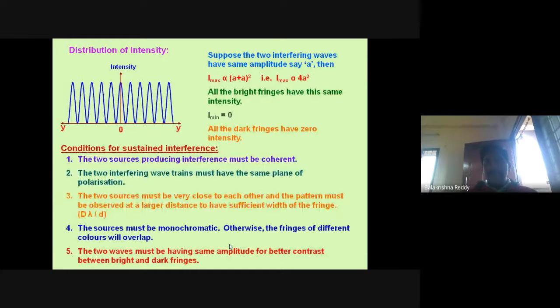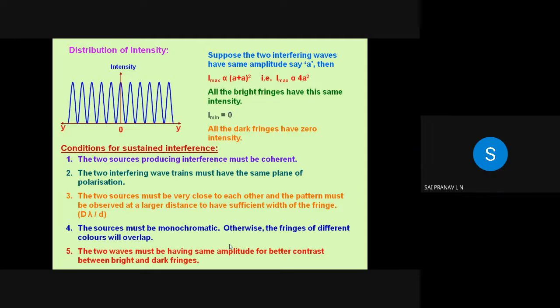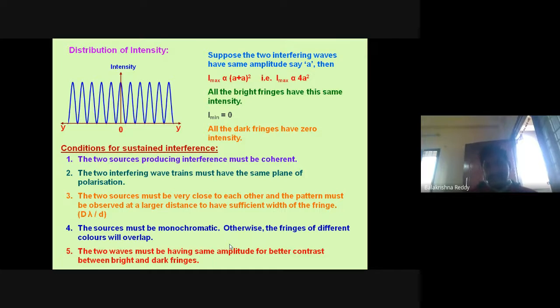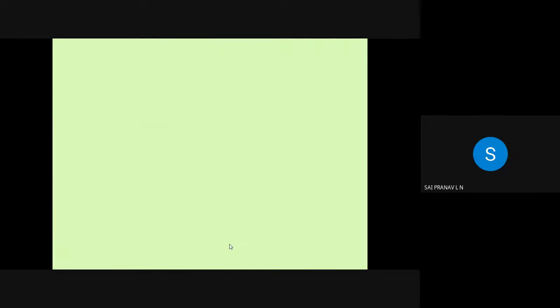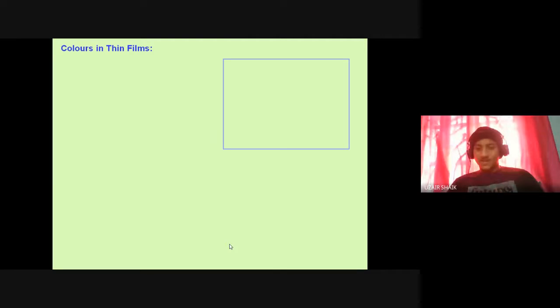I don't know how many students are noting down the notes. Notes are mandatory always. If you are not following notes, it's a problem. Sir, I'm taking screenshots right now. Good. Sir, can you go back one? Let me take a screenshot.